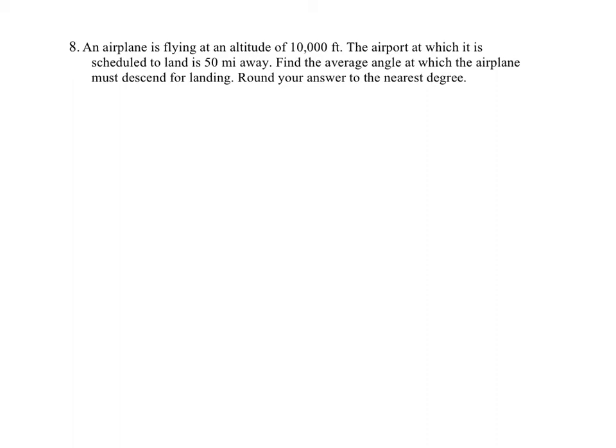The next one says an airplane is flying at an altitude of 10,000 feet. The airport at which it is scheduled to land is 50 miles away. Find the average angle at which the airplane must descend. So let me see if I can draw a little plane right here, right? So I have the airport right here, right? So this is 10,000.